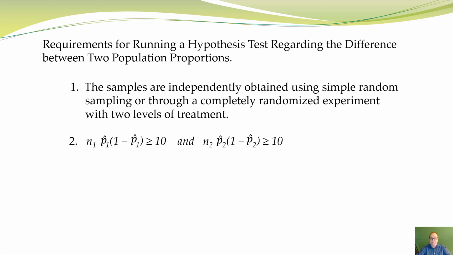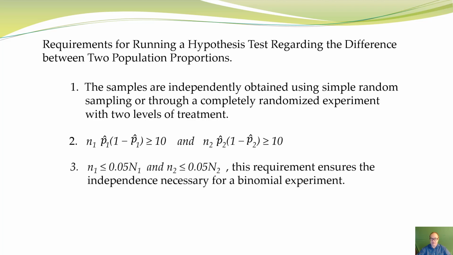Second, if you take sample 1, n sub 1 times p hat sub 1 times 1 minus p hat sub 1 should be greater than or equal to 10. And sample 2, n sub 2 times p hat sub 2 times 1 minus p hat sub 2 is greater than or equal to 10. If you recall in Chapter 10, we only had one sample. So we took n times p hat times 1 minus p hat greater than or equal to 10.